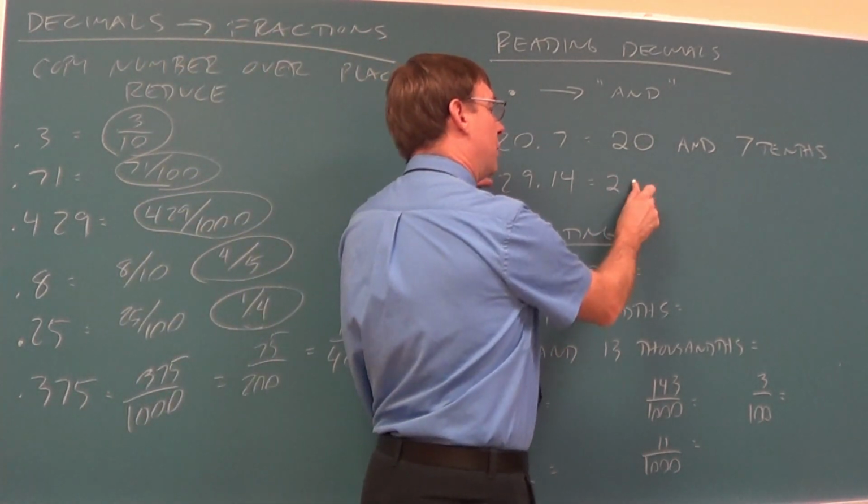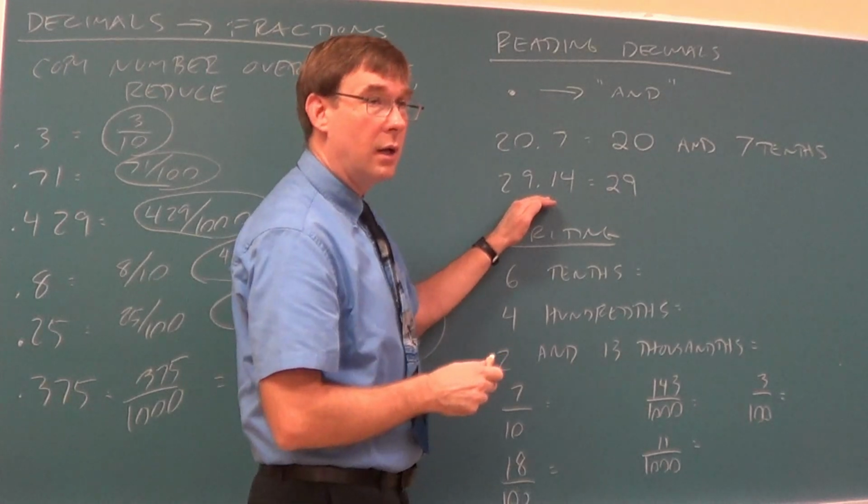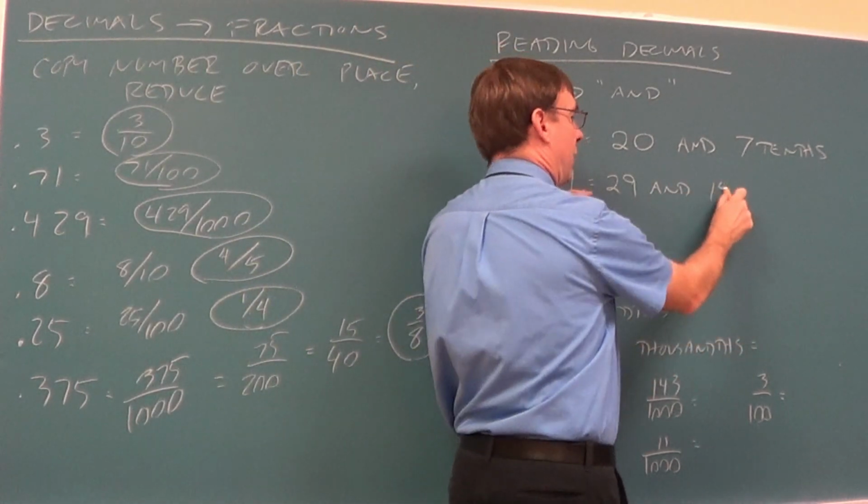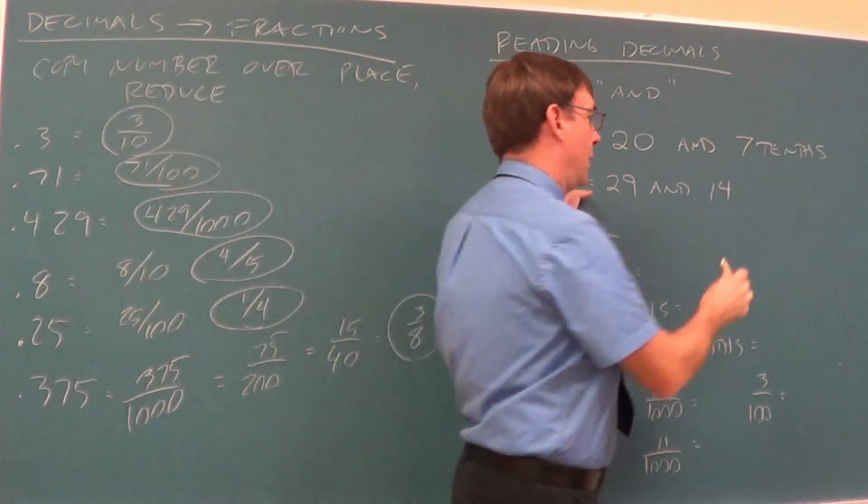29 and 29, which you could do by spelling or not, and spell. 14. 14, I don't care how you write 14. Hundreds. 100.